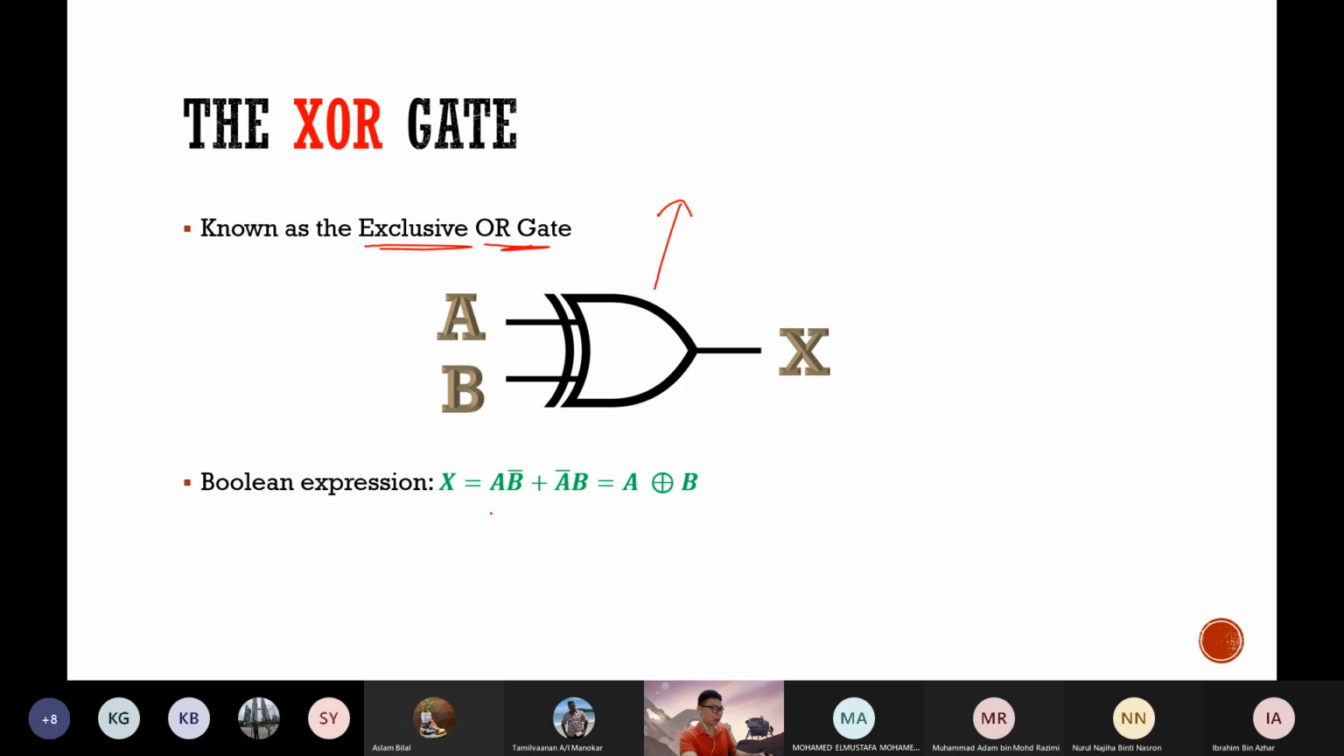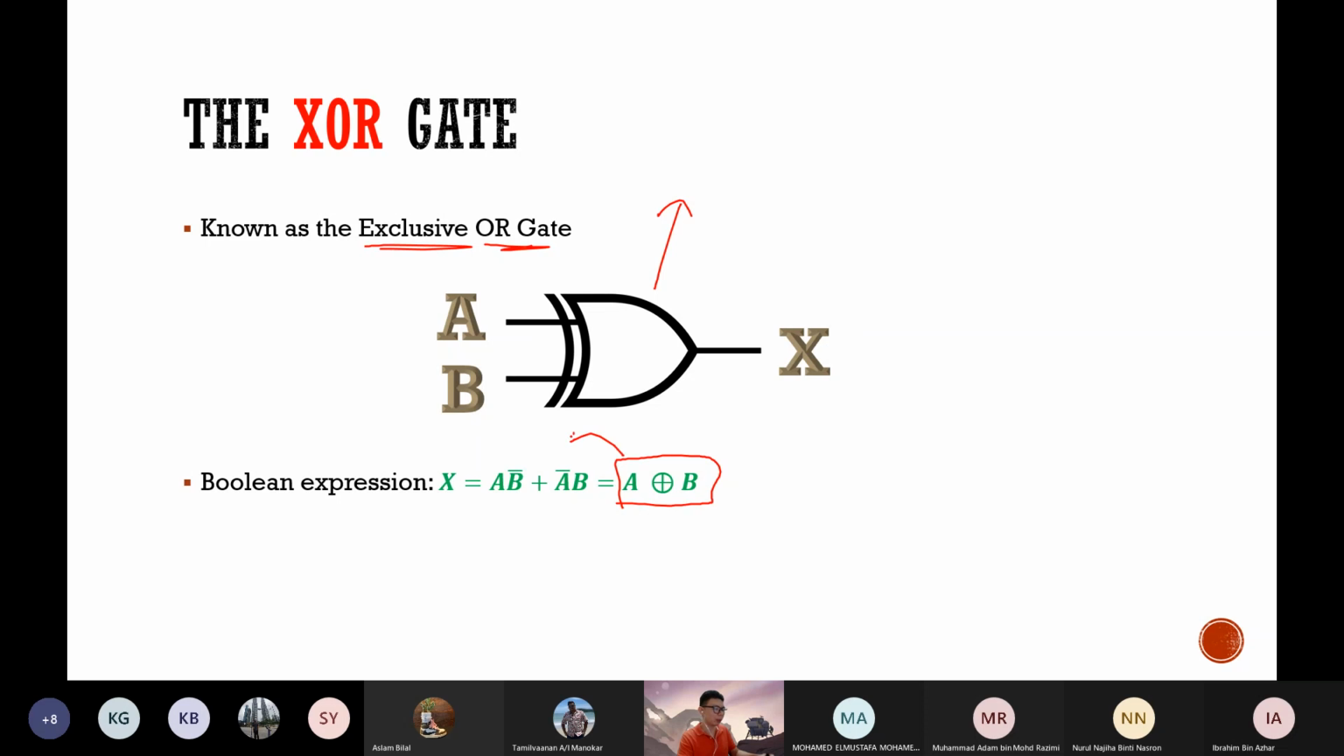This is the Boolean expression of the exclusive OR gate. And as you can see already over here, the exclusive OR gate operation is like so. Okay, so we will take A and B, and we will perform this special operation. It's called the exclusive OR operation. So what is the exclusive OR operation?